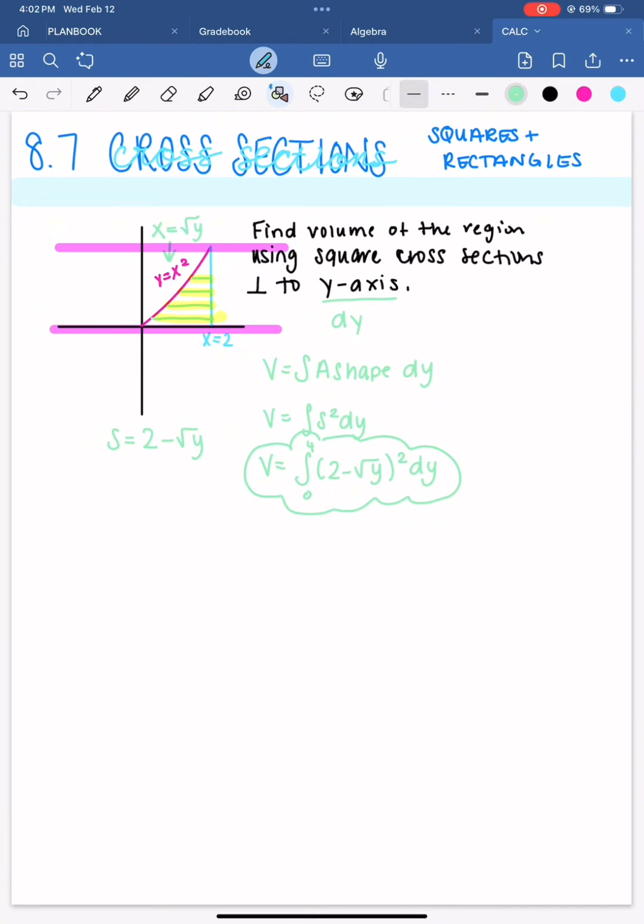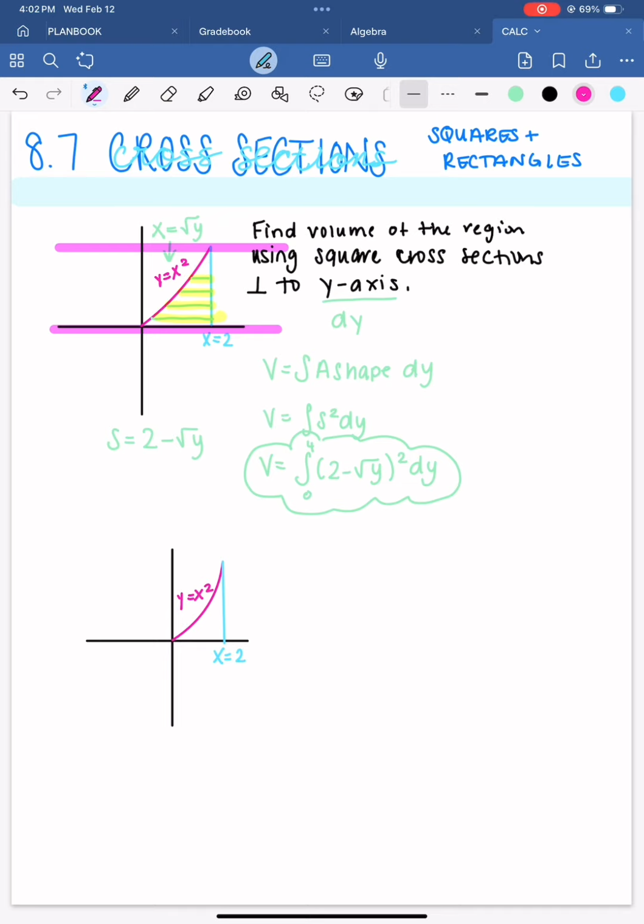Okay, let's do the same region again. And now let's see what we're going to do. Now, you guys need to remember, all you're doing is you're integrating the area of the shape. So what shapes do you need to know? Squares, rectangles, isosceles right triangles, equilateral triangles, and semicircles.